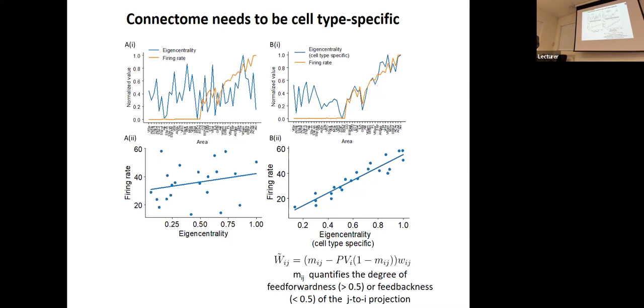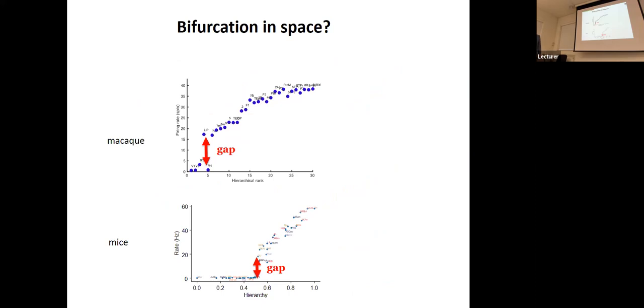Now, if I plot the firing rate during the delay period as a function of hierarchy, both for the macaque model and mice, you see that the areas that are engaged in working memory are separated from those that are not by a gap in the firing rate. And that actually looks a bit like the bifurcation diagram I showed you for the local circuit model, where the x-axis was a parameter that you change in the model. Does that make sense?